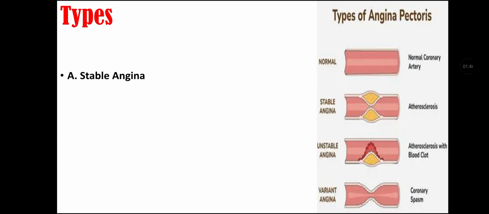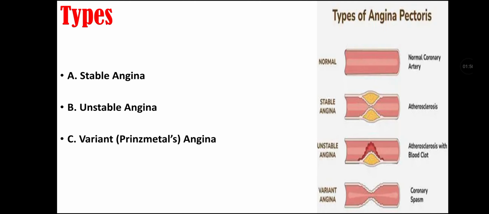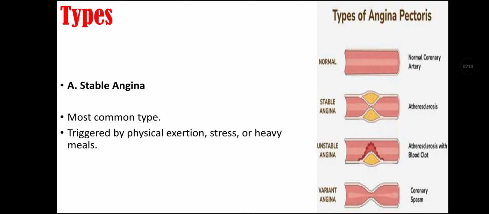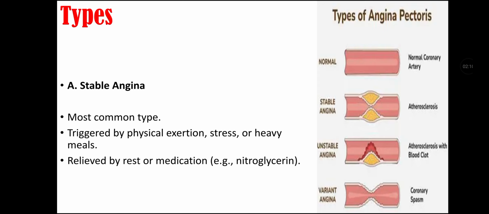Types of angina pectoris. Types include stable angina, unstable angina, variant angina that is also called Prinzmetal's angina, and microvascular angina. Now let's talk about these types of angina pectoris one by one. So the first type of angina pectoris is stable angina. It is the most common type of angina pectoris. It is triggered by physical exertion, stress, or heavy meals. It is relieved by rest or medications like nitroglycerin.